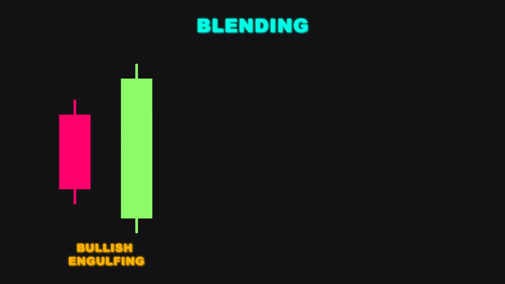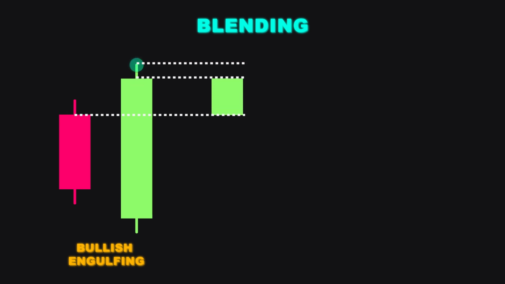For this, we have to take the opening price of the first candle and the closing price of the second candle. Remember, we always have to take the opening price of the first candle and the closing price of the second candle to get the candle body. See here, the opening price is below and the closing price is above. It means it is a green candle.